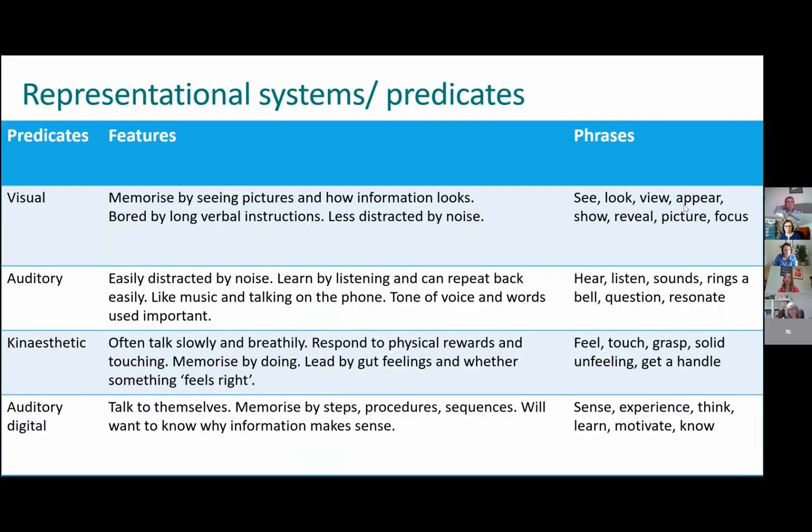So again, this could be written or verbal. The four main representational systems, or predicates, are visual, auditory, kinesthetic, and auditory digital. Visual is your pictures and images, coming in through your eyes. Auditory is your hearing. Kinesthetic, like you were saying earlier, is active learning, moving around. And auditory digital is pretty similar to auditory really.